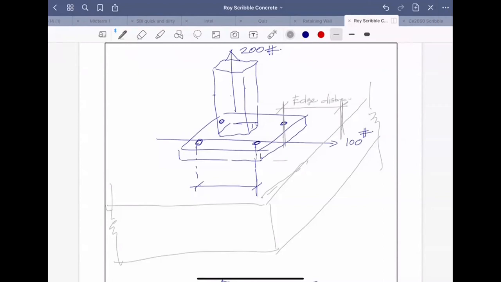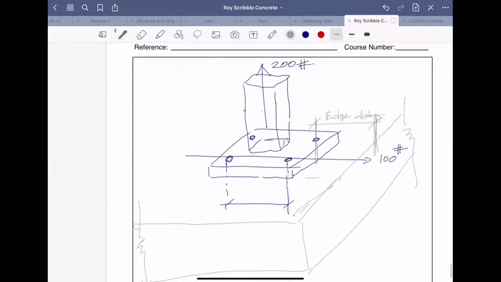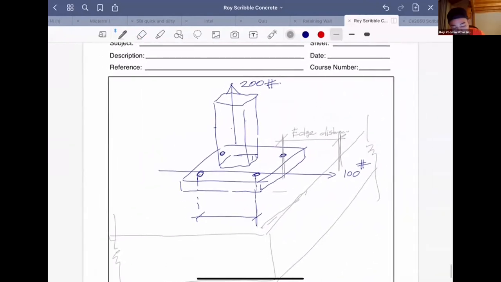Was that edge distance provided in the homework assignment? You decide what it is. You're the designer. You're going to direct the contractor to make it a certain way. That's your job. Okay, so once we do that, now let's just say it is this way.